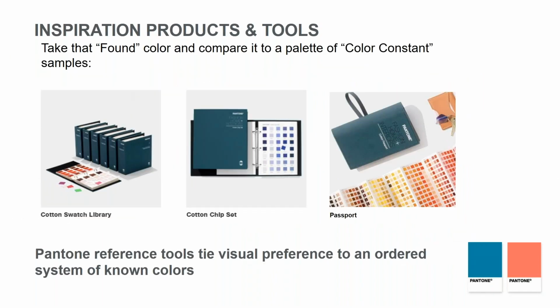Traditional Pantone physical tools are also still very popular. So the cotton swatch library, the cotton chipset, and the passport all are great reference tools to be able to identify, to see a color, identify quickly in the Pantone universe, and now be able to bring that to the next stage in pre-production.